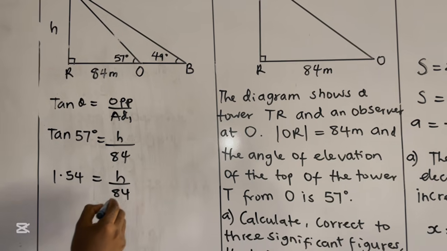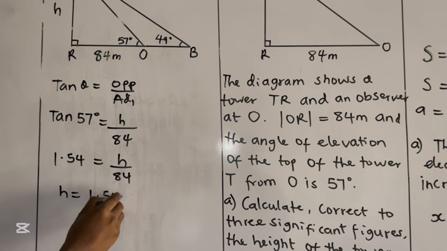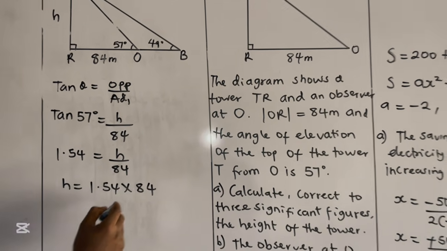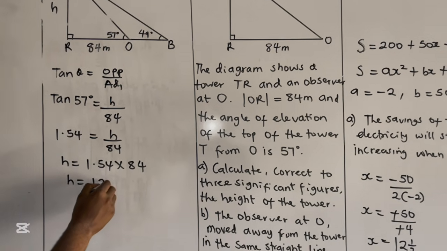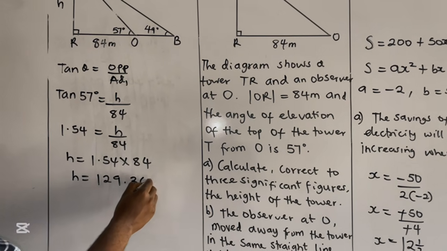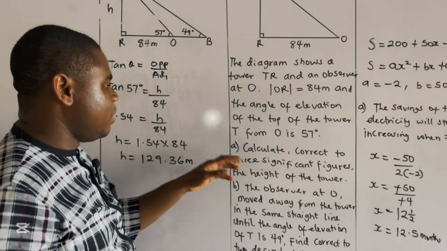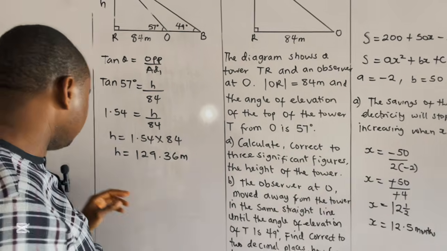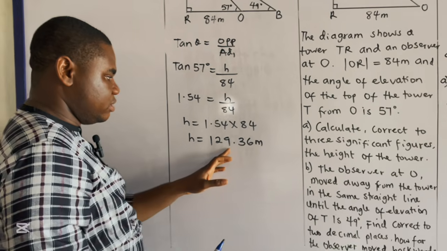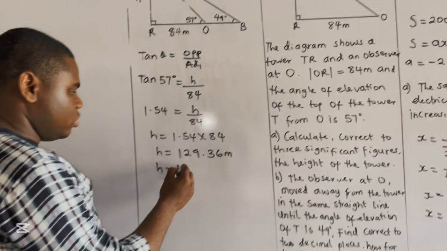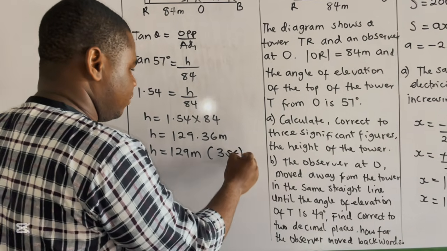over 84. So in this case, I will cross multiply. So H is equal to 1.54 times 84 meters. So this will give me 129.36 meters. We have been told to keep our answer in 3 significant figures. So 1, 2, 3 are significant. 3 cannot influence 9. So H is equal to 129 meters. That is 3 significant figures.